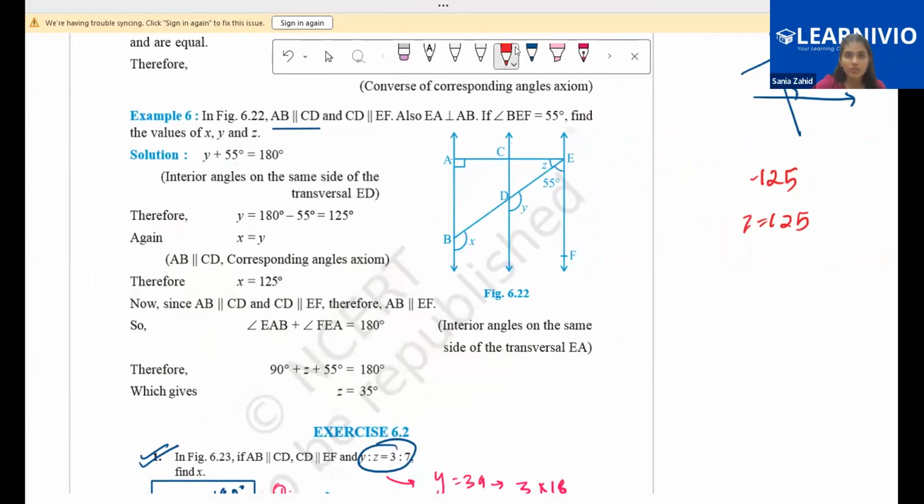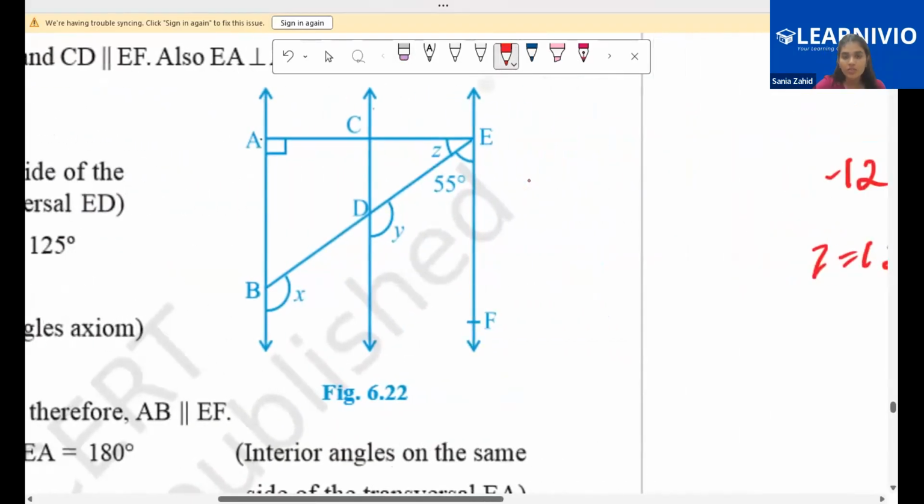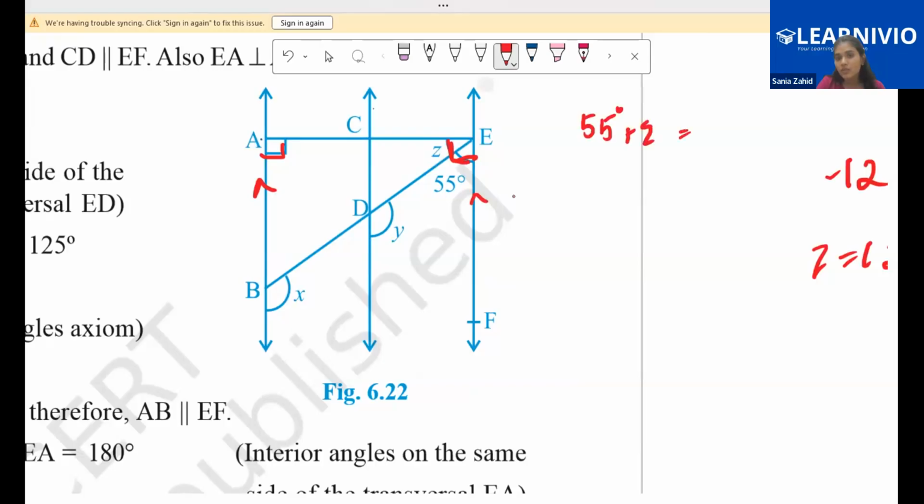Children, look very carefully. First of all, I told you that this line is parallel to this line, right? That means this angle is equal to this angle, isn't it? So that means this whole angle is also 90 degrees. That means 55 degrees plus Z should be equal to 90 degrees. Thus Z should be equal to how much? 35 degrees, right? So the Z value is 35.